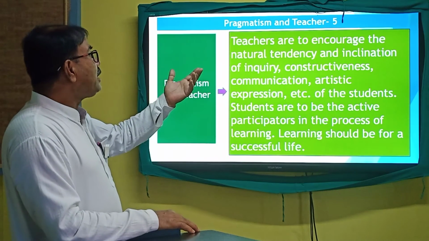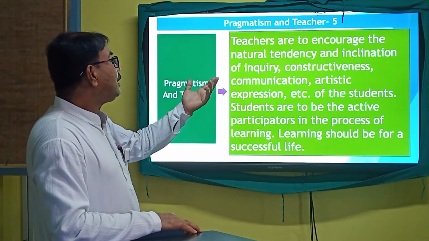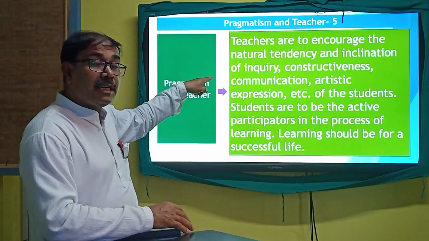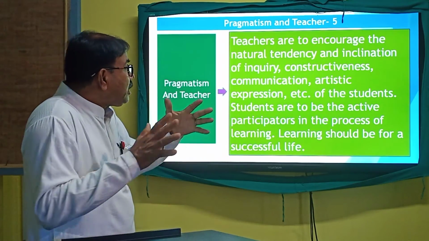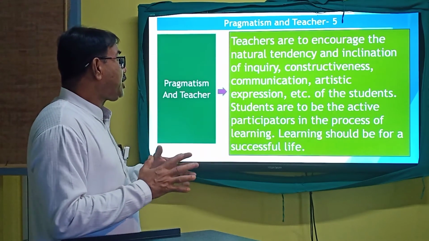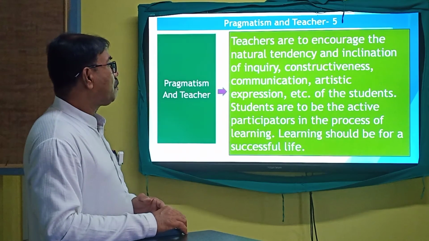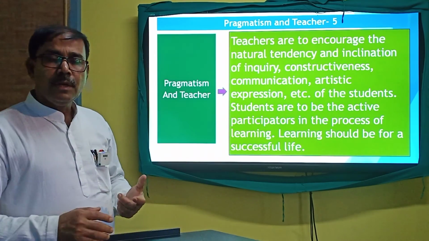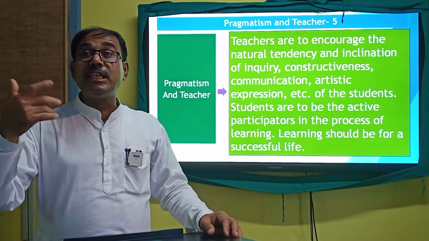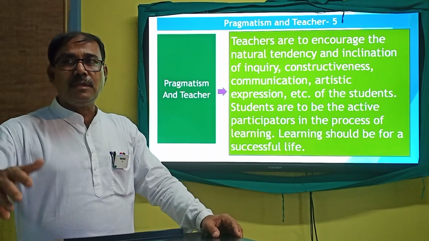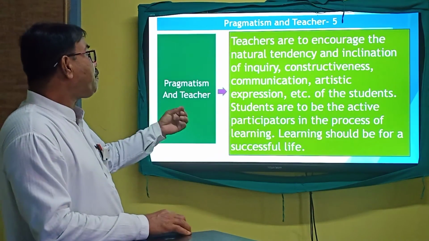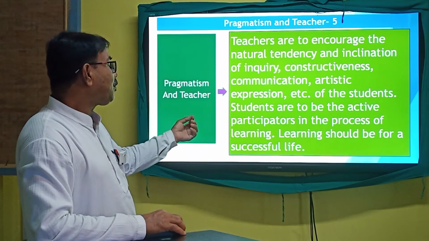Teachers are to encourage the natural tendency and inclination of inquiry. This is very important, inquiry. Constructiveness, communication, artistic expression, etc. of the students. It means teachers are to always encourage creativity for innovative learning. Students are to be the active participators in the process of learning.